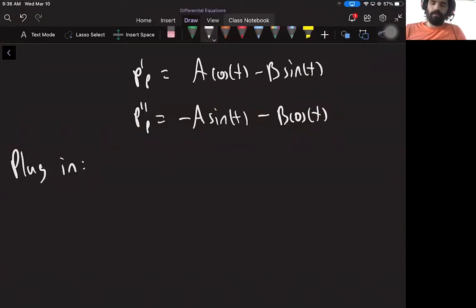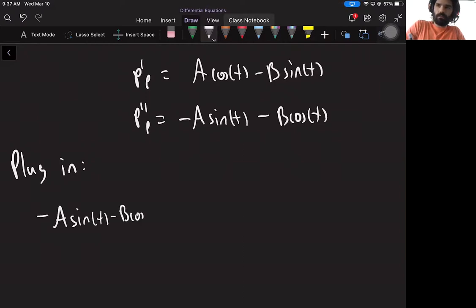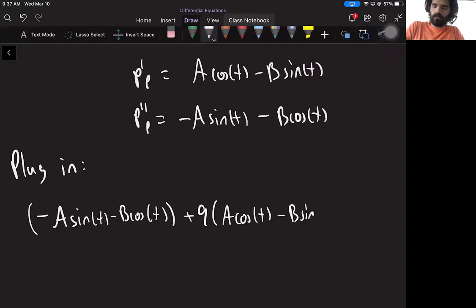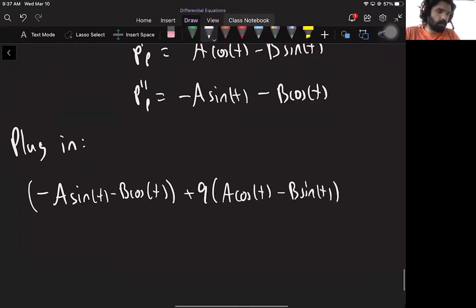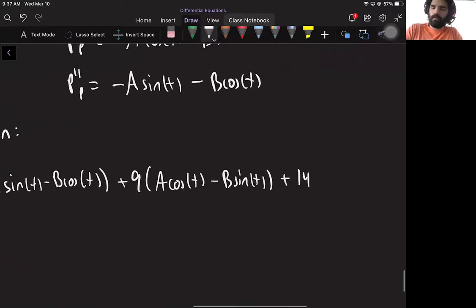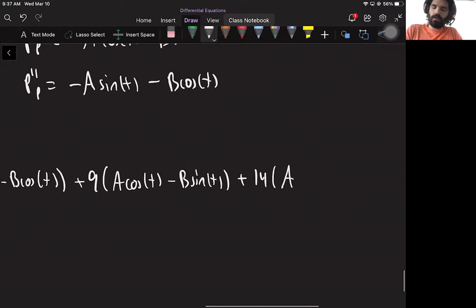So we're plugging these guys into our differential equation. So let's see. y double prime becomes this thing. And then plus 9 of y prime, or p prime, I guess. So lots of potential for algebra mistakes. There's lots going on here. Plus 14 times A sine of t plus B cosine of t.